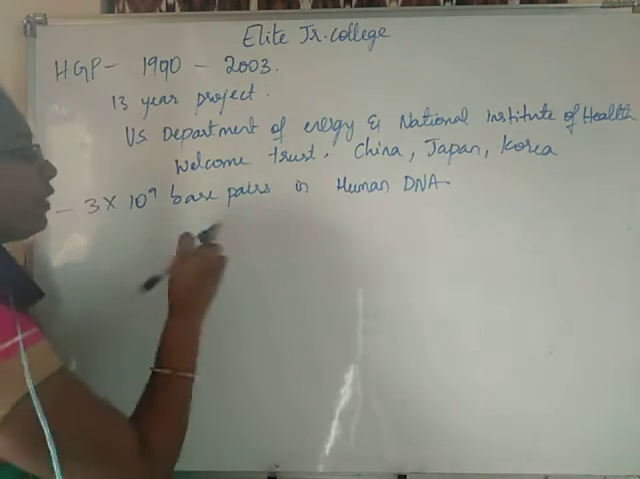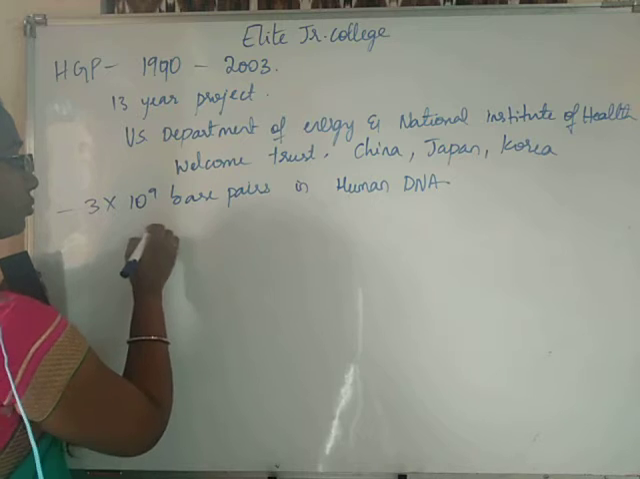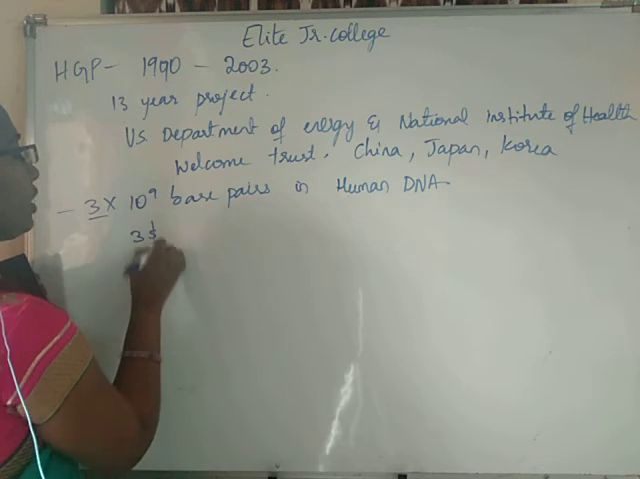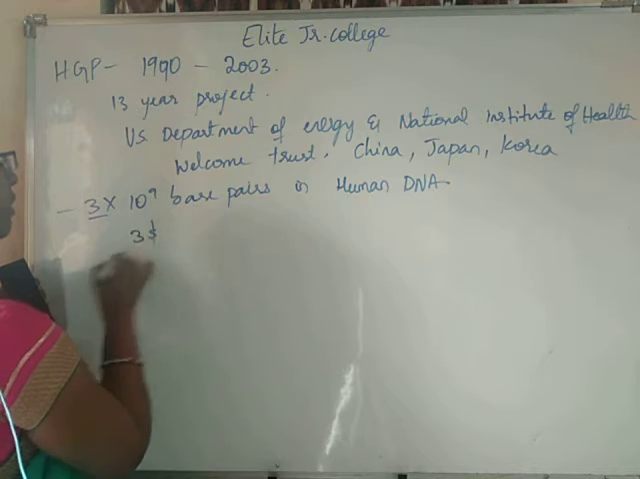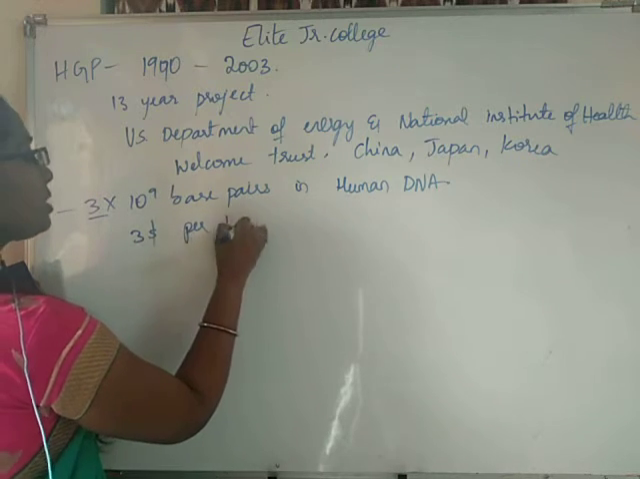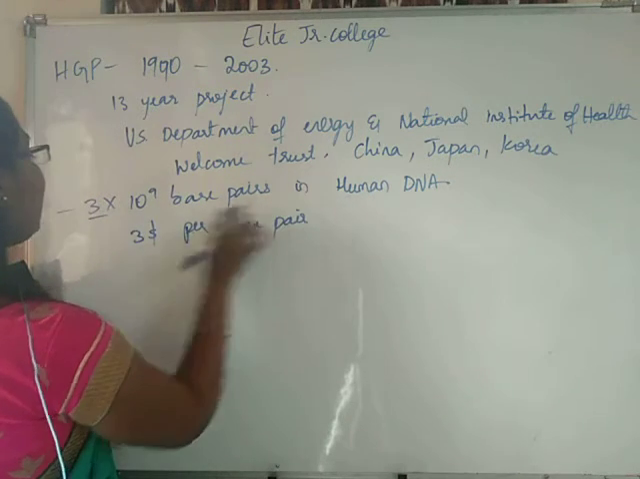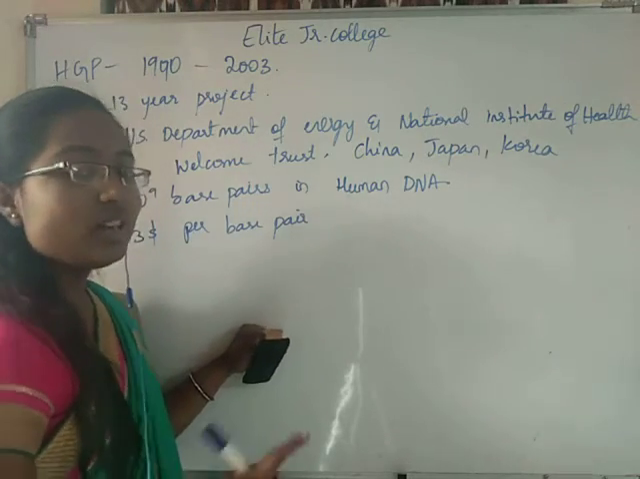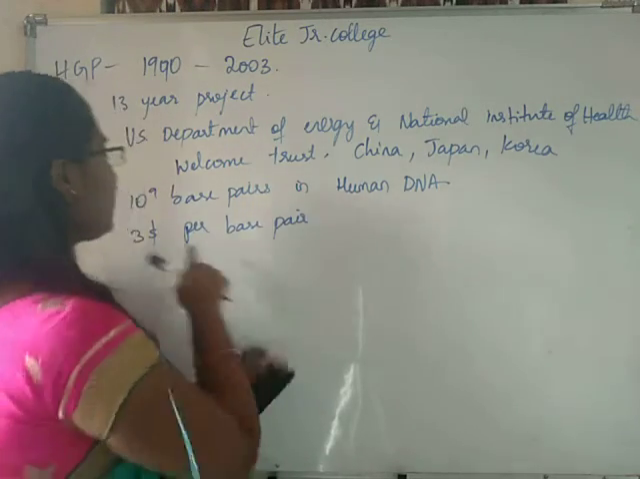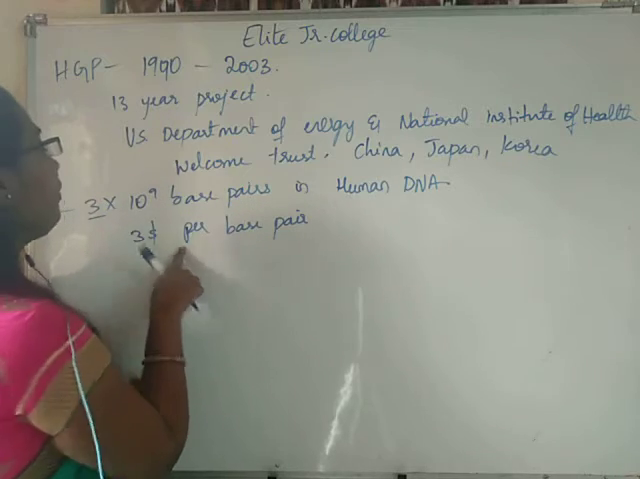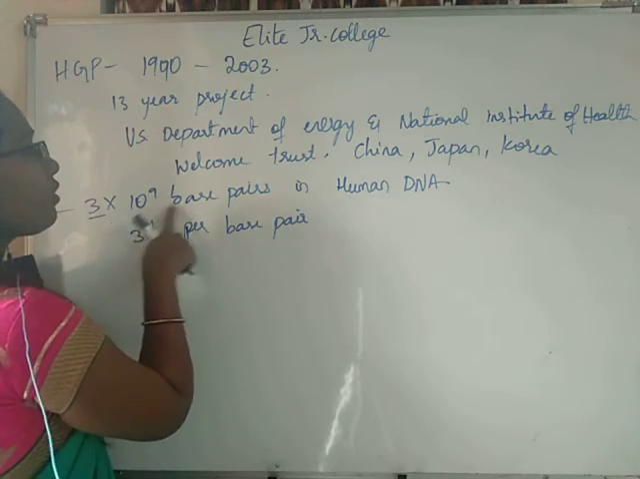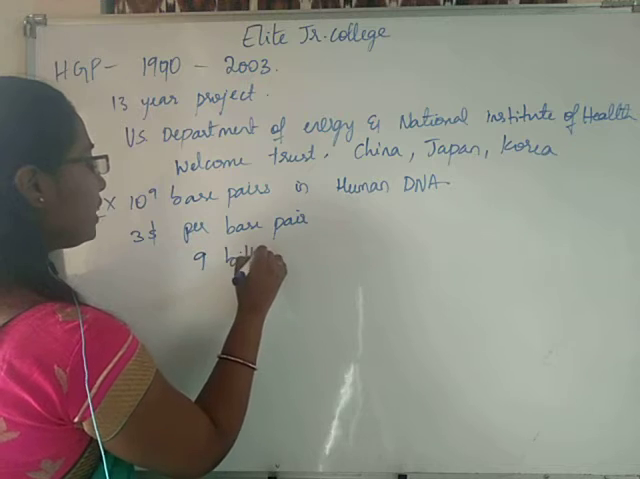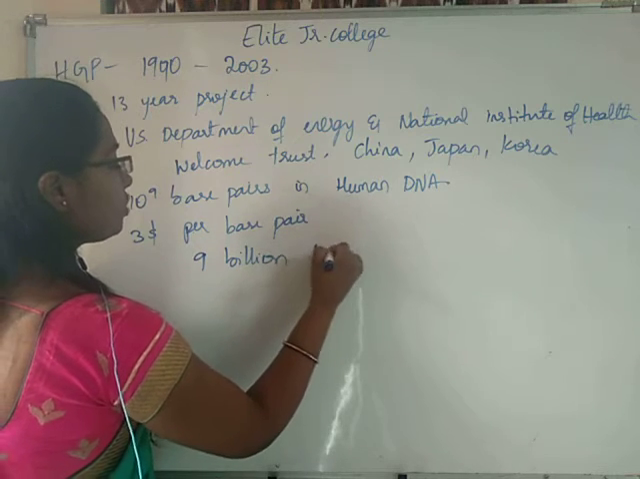So, students, if we are assuming that sequencing of each base pair requires $3, then there are 3 into 10 to the power of 9 base pairs in the human DNA totally. So, for identifying one base pair, if we are spending $3, then for identifying 3 into 10 to the power of 9 base pairs, we require totally 9 billion US dollars.